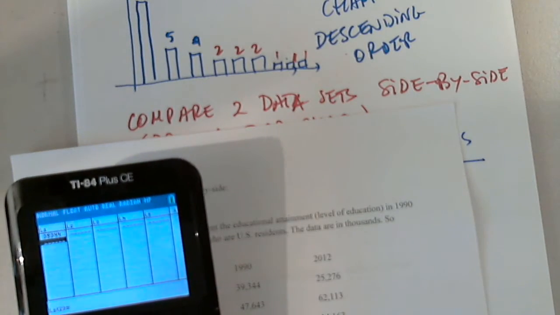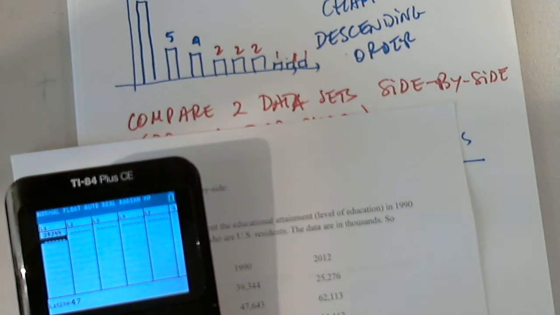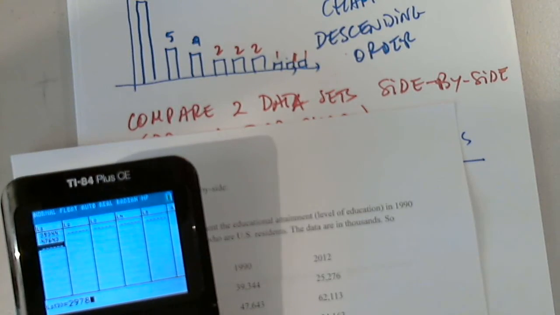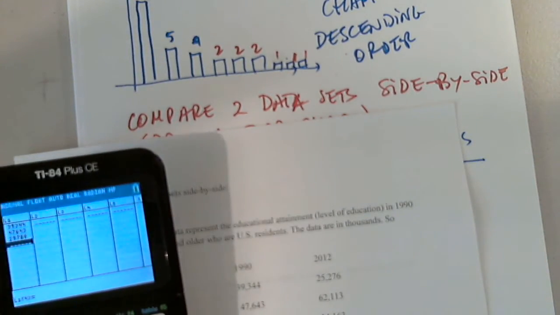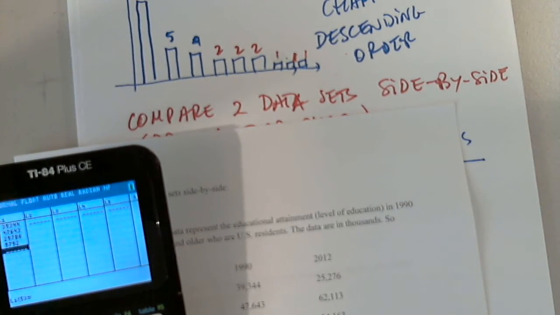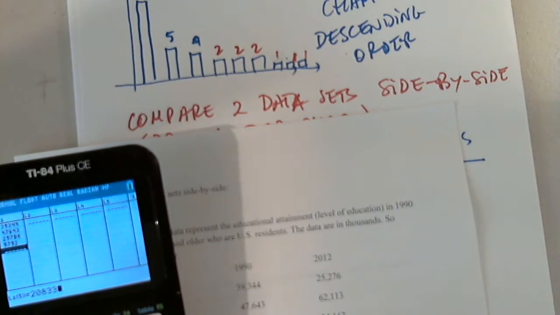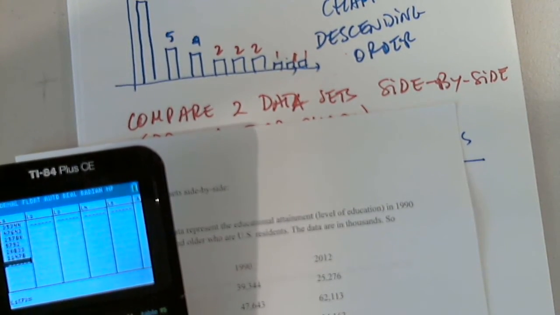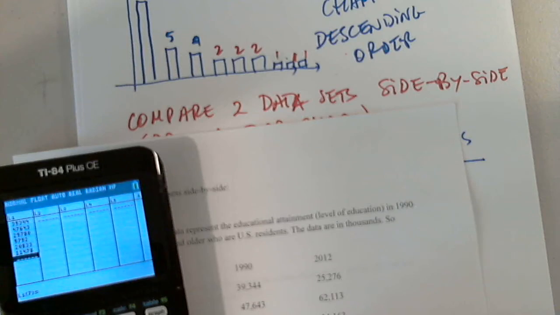39344. Enter. 47643. Enter. 29780. 9792. 20833 and 11478. And we have the total.